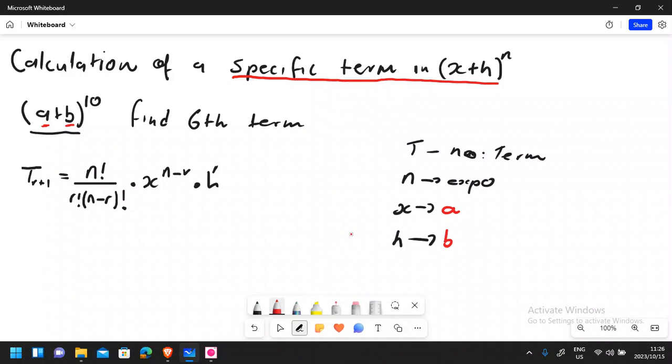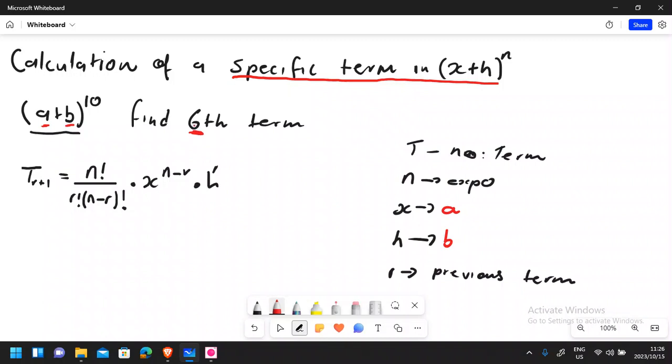It's not always a and b, guys. Please be very, very careful. And then what about r? So r is the one that I need you guys to understand. r is the previous term, meaning, let me just write previous term. r is the previous term. What do I mean by that? As you can see here, they want you to find the sixth term.